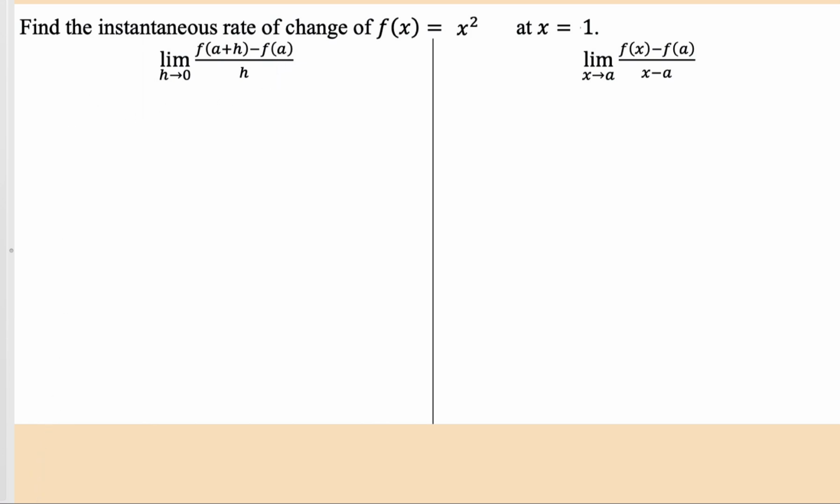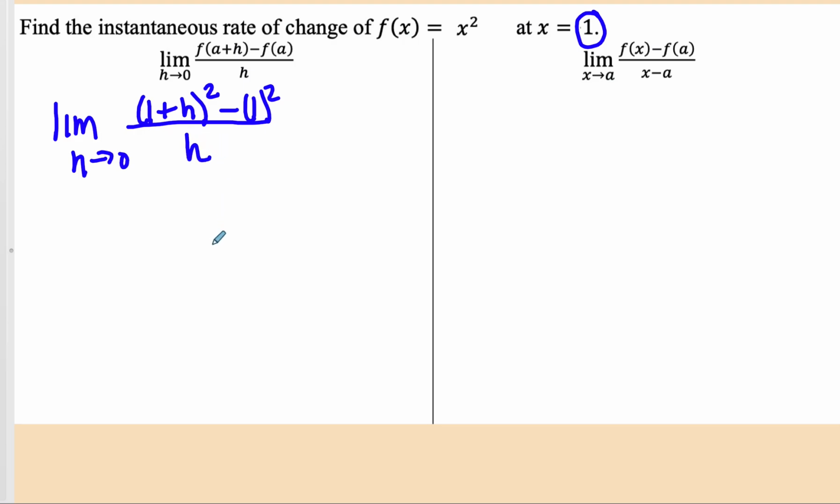Okay, so I'm going to take the limit as h approaches 0, and the formula says a plus h. So, well, this is our a, and so I'm going to put a plus h into my function. So I'm going to put 1 plus h into my squaring function, and then this says to take the function and put a in it. So this will be 1, and then it'll be squared, all divided by h. So that's what we have.